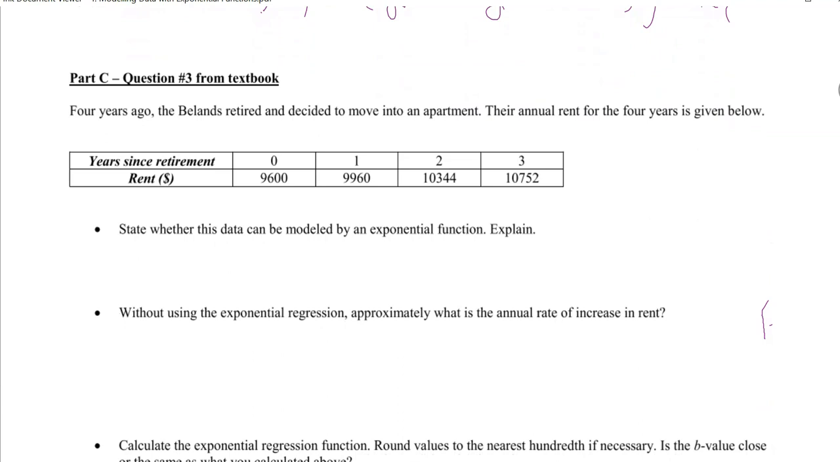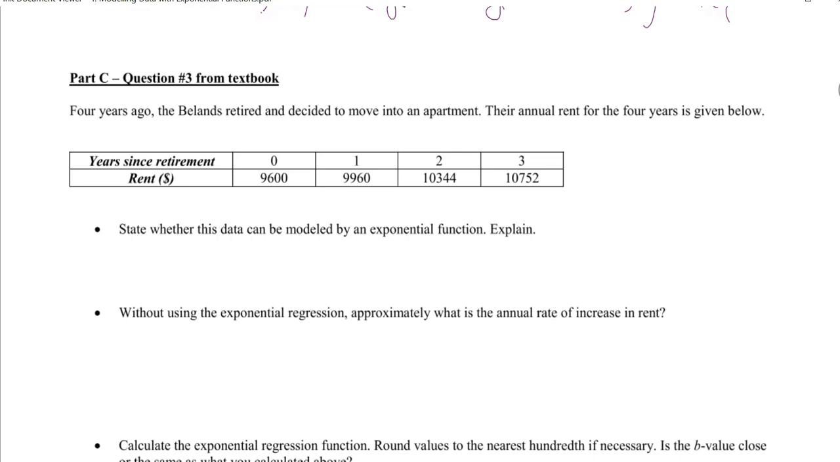Four years ago, the Billans retired and decided to move into an apartment. Their annual rent for the 4 years is given below. In the first year, years since retirement, 0 means that's the first year that they have retired, so it starts at 0. The rent was $9,600 that year. The next year it went up to $9,960. The next year it went to $10,344, and the next year went up to $10,752. As living expenses are wont to do, they generally don't drop, right? They increase.